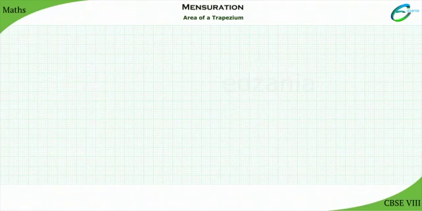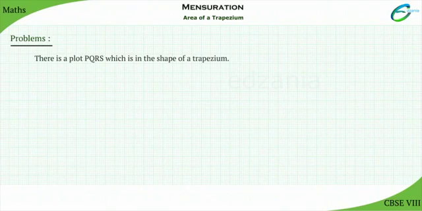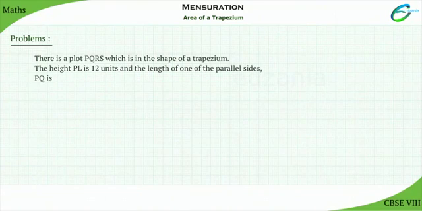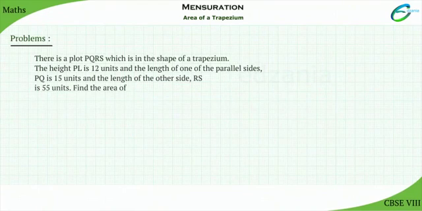Let us now solve few problems. There's a plot PQRS which is in the shape of a trapezium. The height PL is 12 units and the length of one of the parallel sides PQ is 15 units and the length of the other side RS is 55 units. Find the area of the plot.